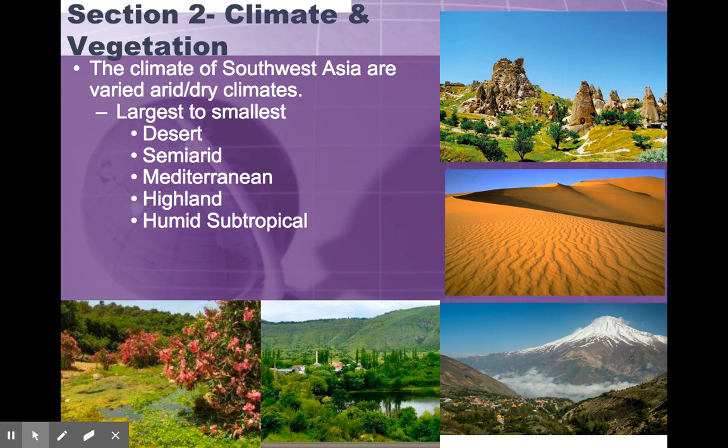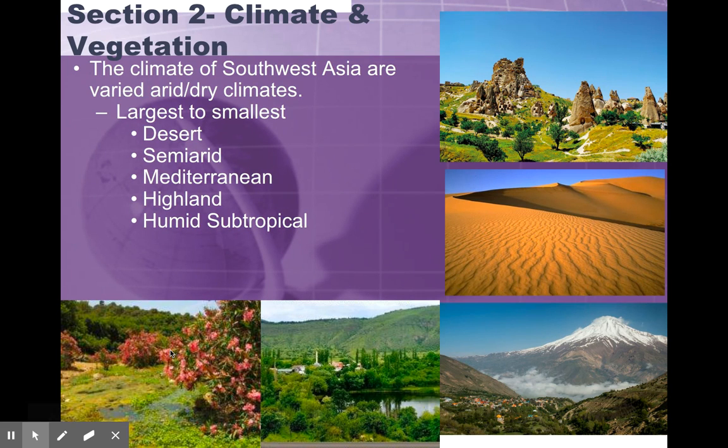Okay, and then this is section 2, climate and vegetation. So when we talk about physical geography, the landforms, a lot of it's desert. It does have some mountainous terrain, as we saw out there, but you can see the largest to smallest climate would be desert. The desert climate is the largest, followed by semi-arid, Mediterranean climate, and then highland and humid subtropical, very small throughout here. I'll show you.